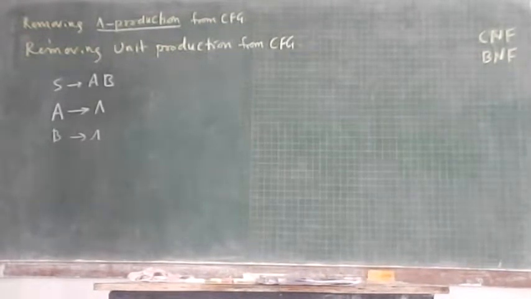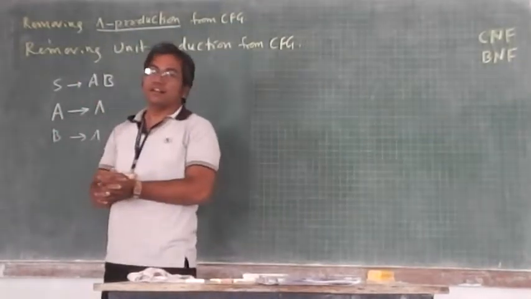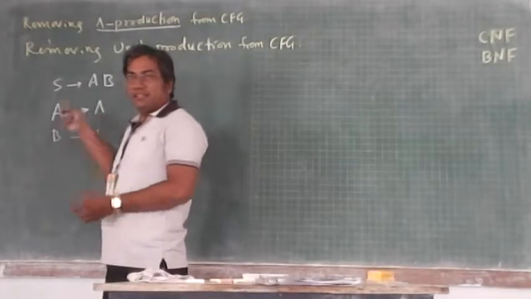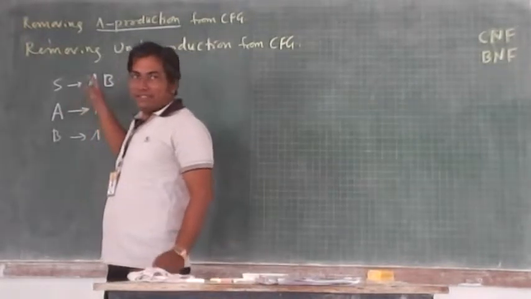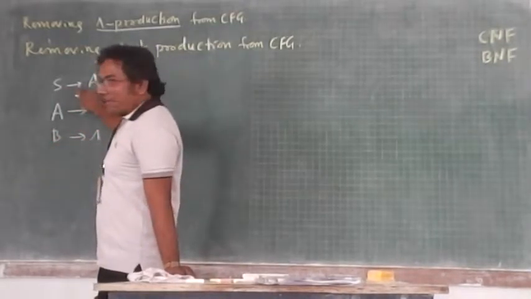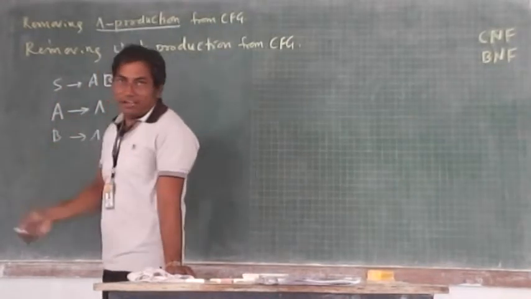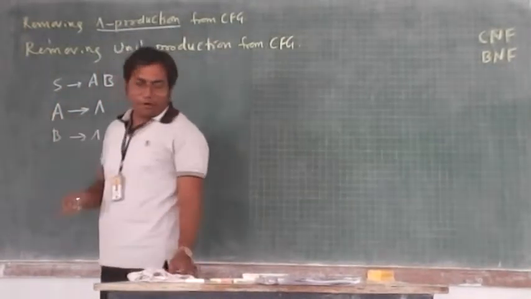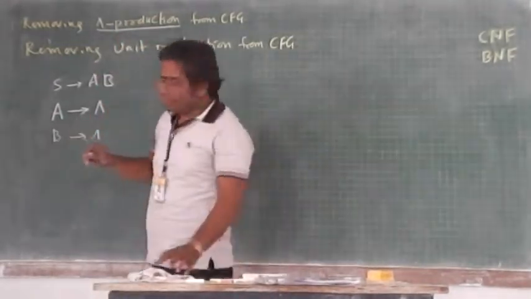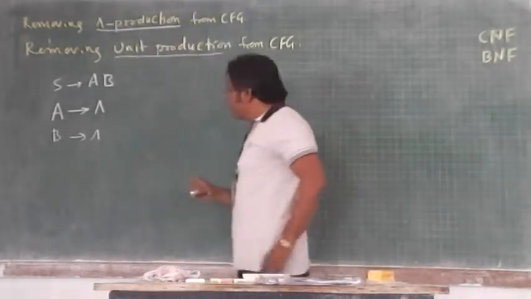Which are the productions which are null? Yes? S and A and B. S is null. Why is it null? Because S is derivable to null. That is why S, A and B all are null productions. And such productions we discussed how to remove in the previous lecture. Today we will start discussing how to remove unit production. Before that, we will see what is unit production.